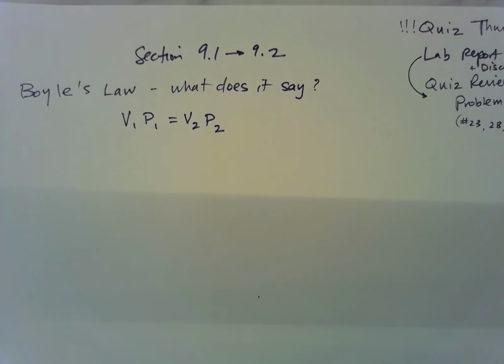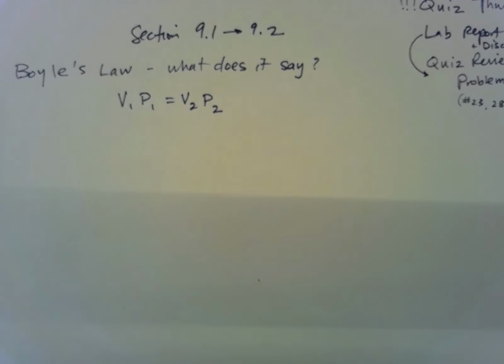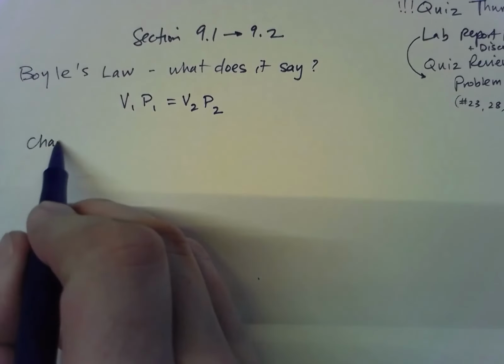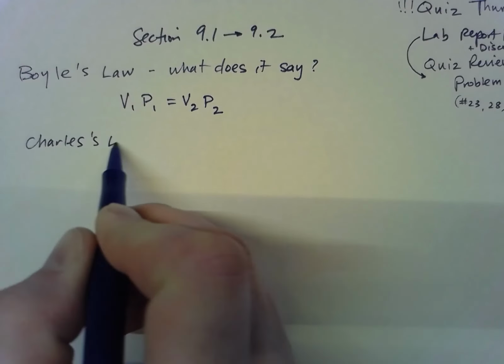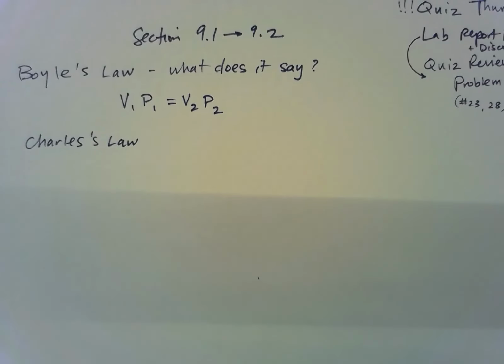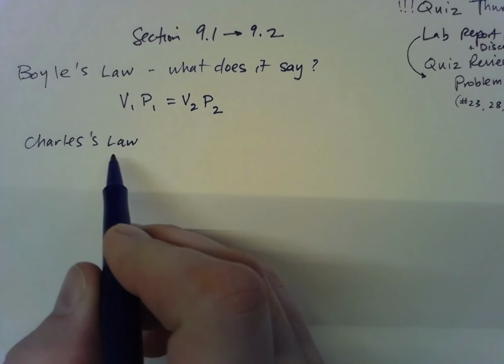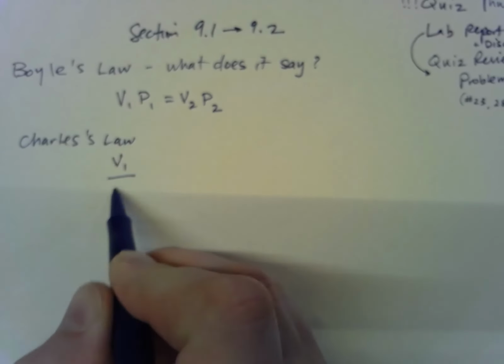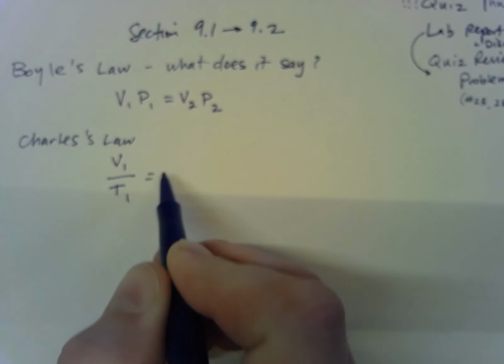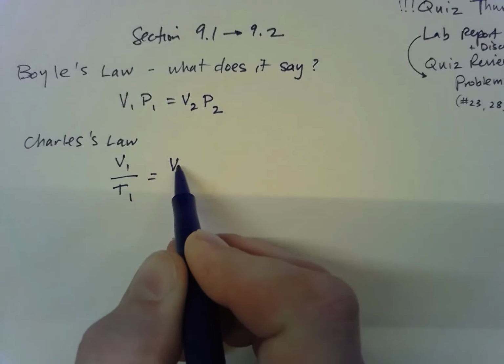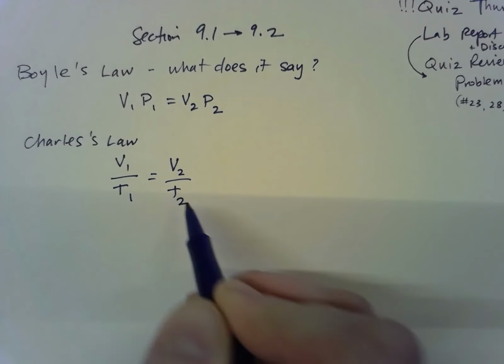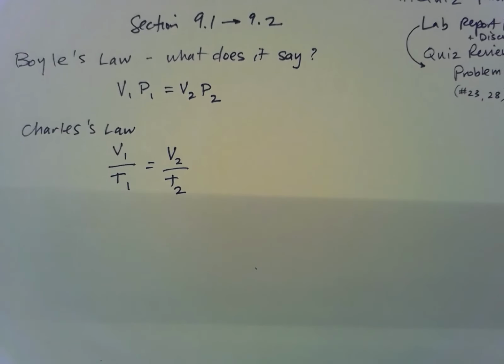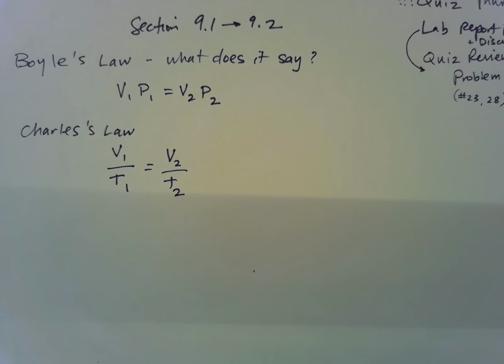And then in 9.1.2 we have Charles' law: V1 over T1 equals V2 over T2. You also need to know what it states.